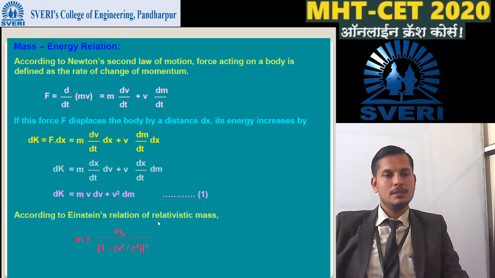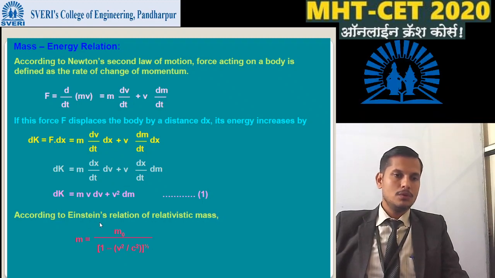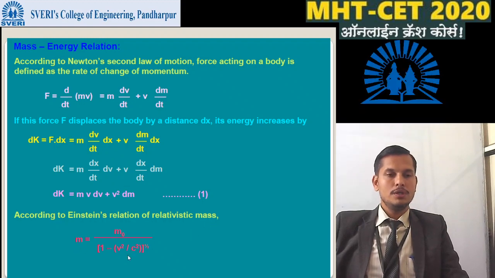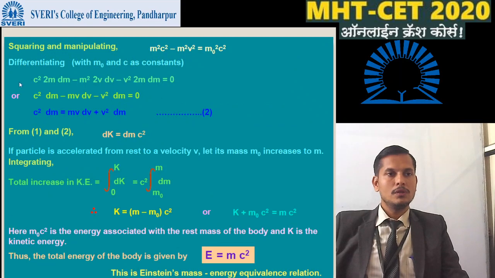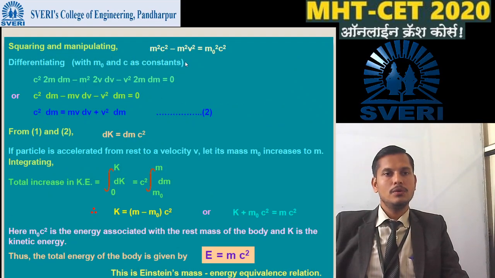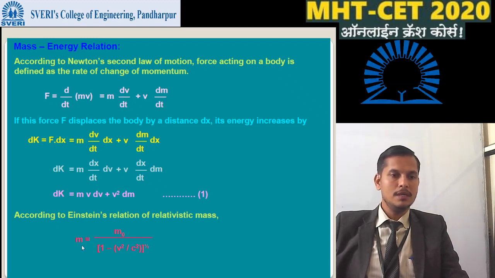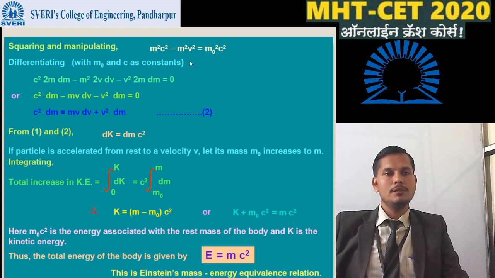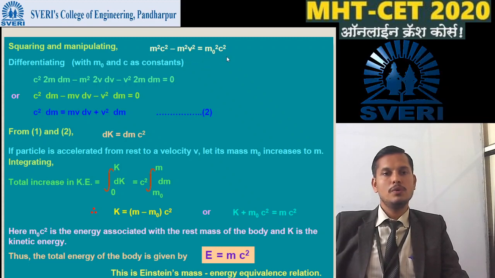Next, according to Einstein's relation of relativity, the relativistic mass equation is m is equal to m0 divided by under root 1 minus v square by c square. So let us move to the next slide, that is squaring and adjusting the terms of the last equation of this slide. If we square this, it becomes m square equal to m0 square divided by 1 minus v square by c square. After adjusting this term, we can get this equation as m square c square minus m square v square, which is equal to m0 square c square.